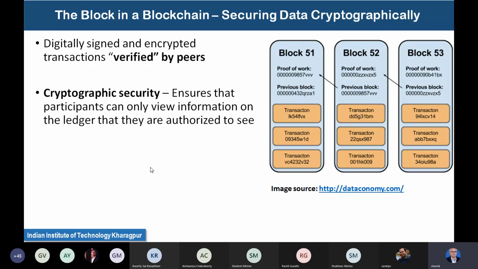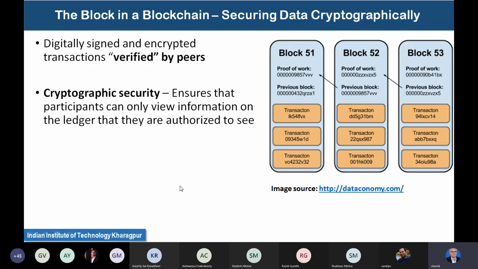So we'll see what part of that is the public key or hash of the public key, and the transactions and so on. So the first thing is that these transactions will be digitally signed and encrypted, and one can verify these transactions. So any peer, any node who is participating, can do the verification. And of course, the security is provided by cryptography, which we have already studied, which ensures that participants can only view information that they are authorized to see.